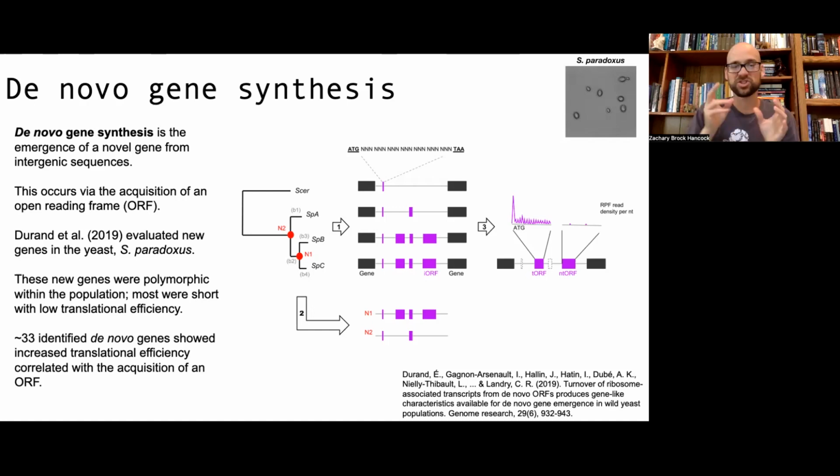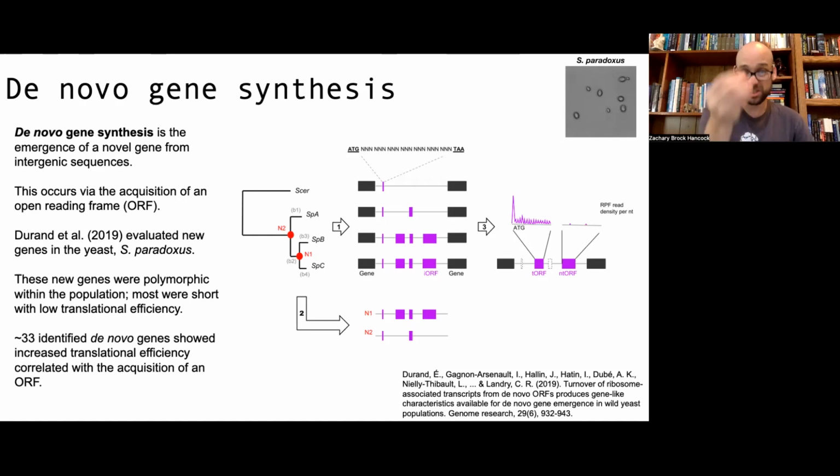So they actually found that several of these novel genes that arose de novo, so there was no duplication, there was no original gene that they were coming from, emerged completely de novo from intergenic sequences. 33 of them showed increased translational efficiency. So they were regularly translated in high copy number within the cell.